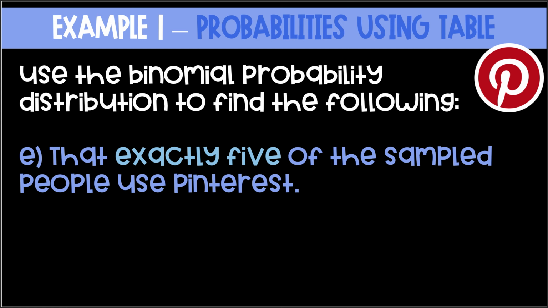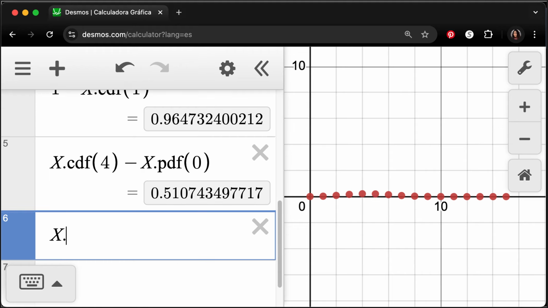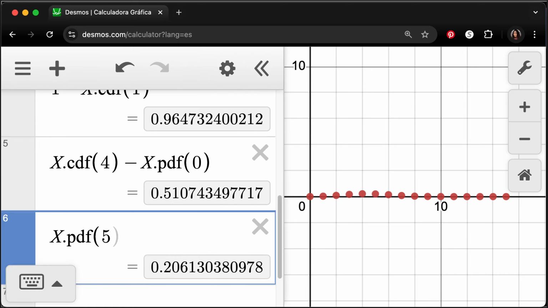Again, find the probability that exactly 5 of the sample people use Pinterest. Exactly 5. That is just 5. In notation form, that's the probability of x is equal to 5. If I go to Desmos, that will be a PDF problem. X, that's the name that I gave to my discrete random variable. Exactly 5. 20.61%.